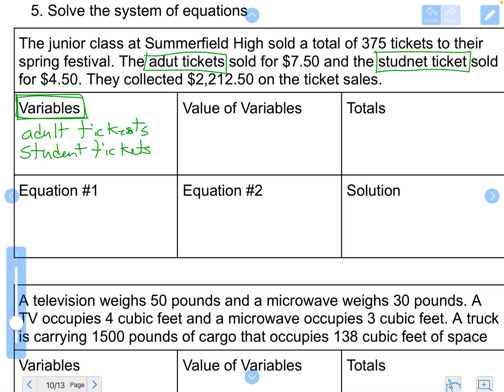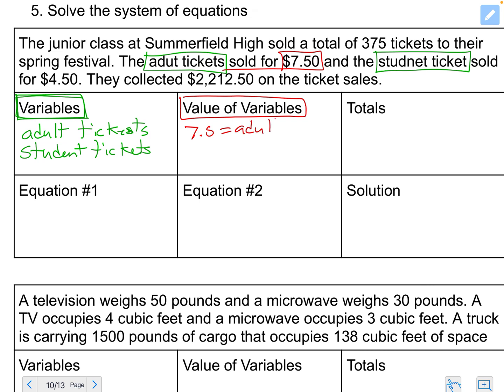So now we need to figure out how much is an adult ticket and how much is a student ticket. So they tell us that adult tickets were sold for $7.50. So 7.5 equals adult. And then it tells us the student tickets. I think student is spelled wrong there. It's supposed to be S-T-U-D-E-N-T. Anyways. And so 4.5 equals our student ticket.